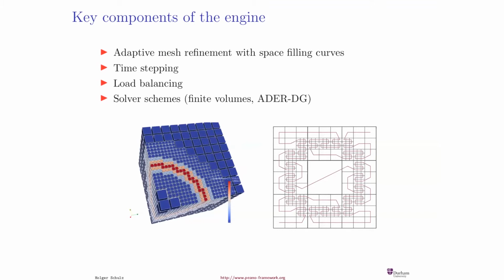So quickly, some of the core aspects of our engine: we do have an adaptive mesh that allows us to focus compute at points where the dynamic is strongest. We do so using space-filling curves, Peano curves, hence the name. And we do have a time-stepping mechanism and, of course, load balancing, which allows us to orchestrate our parallelism quite nicely. And then we have a couple of solver schemes.